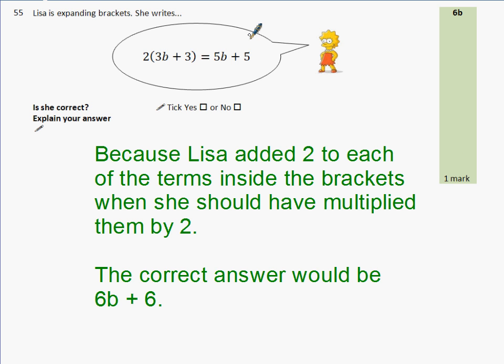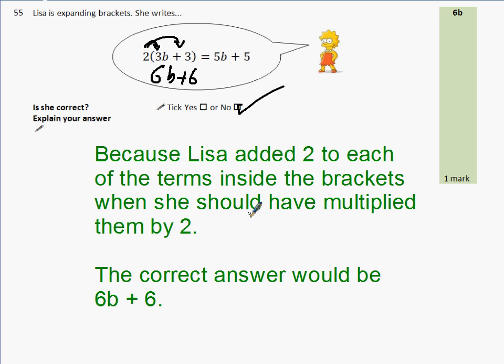Okay. 55. Lisa's expanding brackets. She writes 2 brackets 3b plus 3 equals 5b plus 5. Okay, we'll have a go at what this should be if you're trying to expand the brackets. You would do 2 times 3b, you do 2 times 3, you get 6b plus 6. But she says it's 5b plus 5. So she is not right.